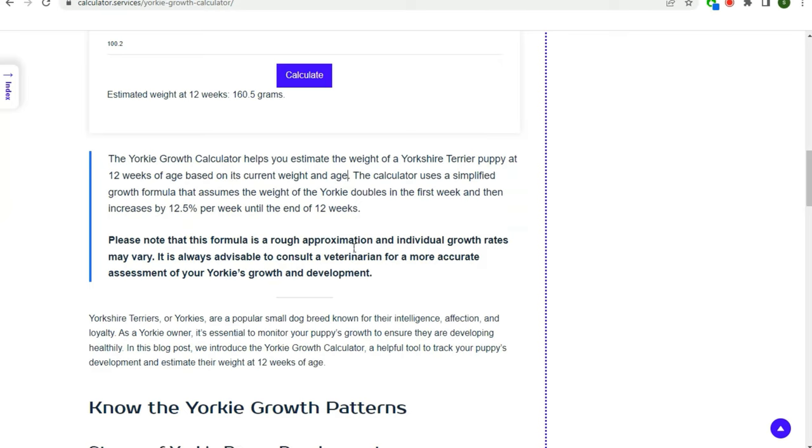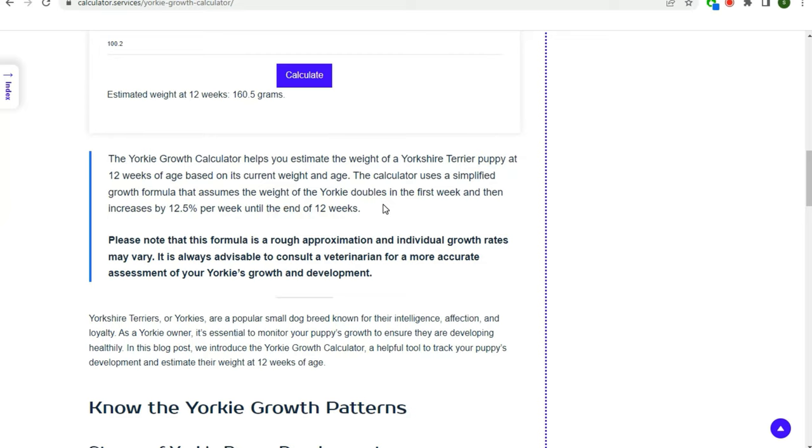age based on its current weight and age. The calculator uses a simplified growth formula that assumes the weight of the Yorkie doubles in the first week and then increases by 12.5% per week until the end of 12 weeks.